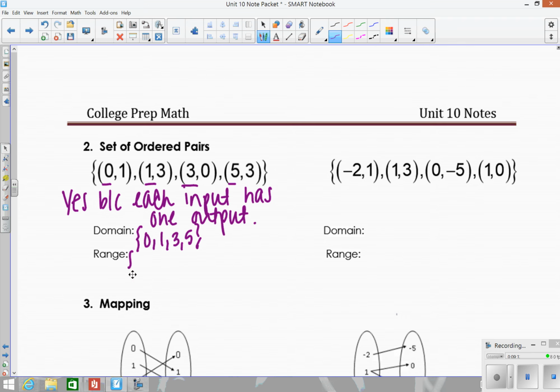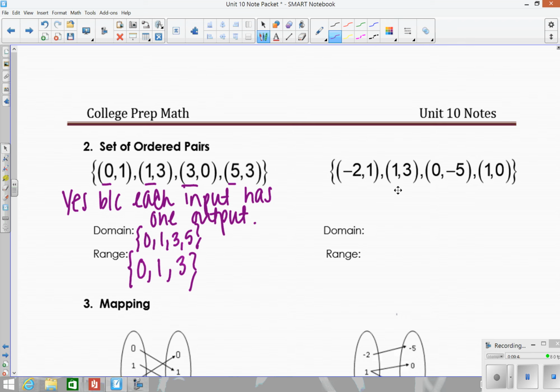The range, it's best to do these in increasing order. That's the proper way to write this notation. So I'm going to start with 0, 1, and 3. And I don't need to write 3 twice because this is just representing that 3 is used. It doesn't matter how many times. And again, remember, it's okay that 3 is repeated because 1's going to get you 3 and 5's going to get you 3, which still satisfies the definition of each of these inputs only having one output. It doesn't matter that the outputs are the same.